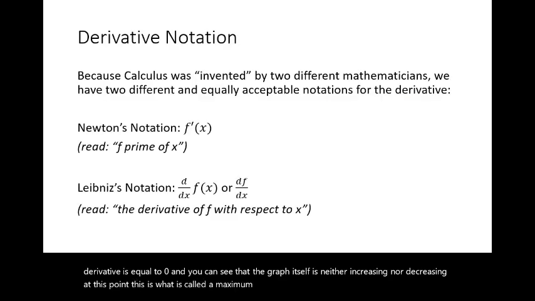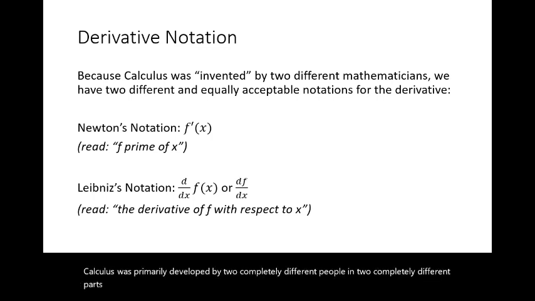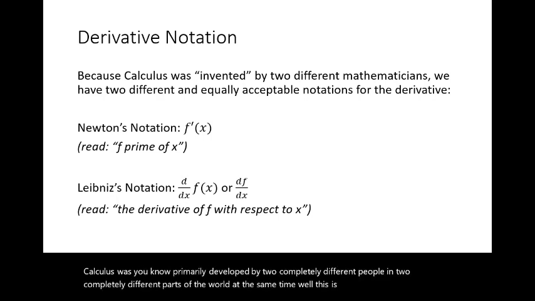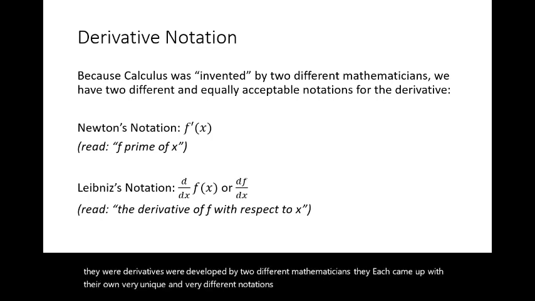Now, remember how I said that calculus was primarily developed by two completely different people in two completely different parts of the world at the same time? Well, this is where that really becomes important. Because derivatives were developed by two different mathematicians, they each came up with their own very unique and very different notations for them. And because they have their own advantages and disadvantages, we actually do use both of them.